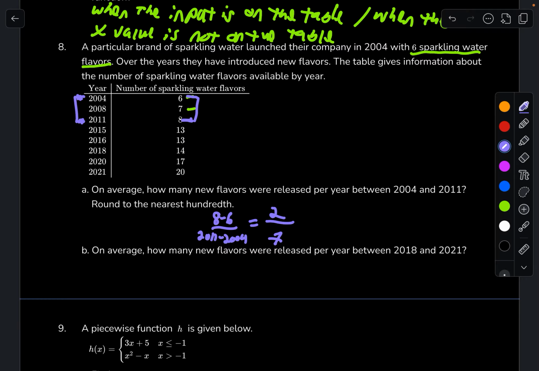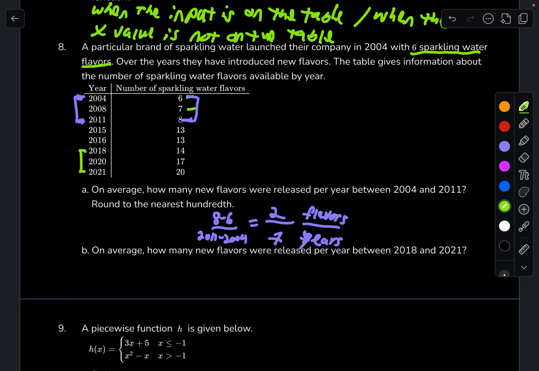So it's a kind of a weird average rate of change, but it's 2 flavors for every 7 years. So it's flavors per years. So obviously, they introduce less than 1 flavor per year on average. On average, how many new flavors were released per year between 2018 and 2021?